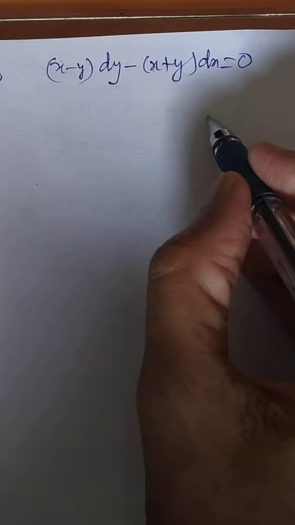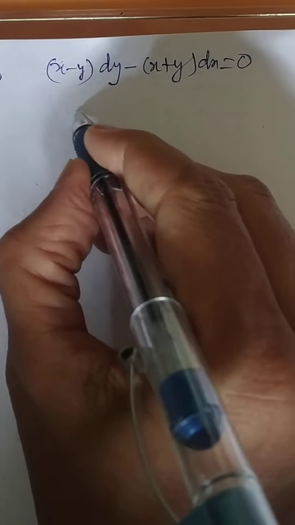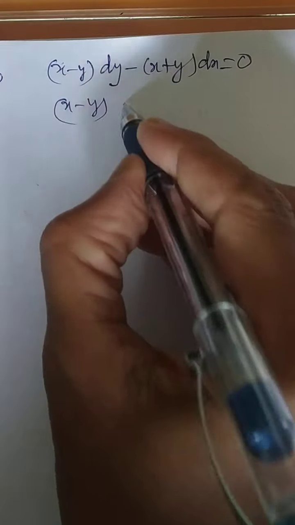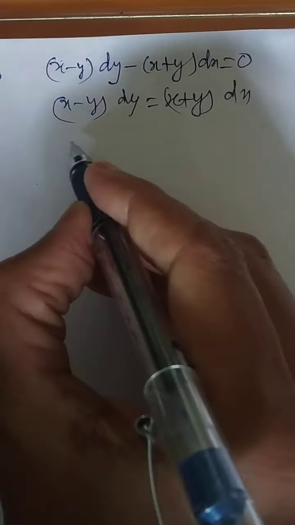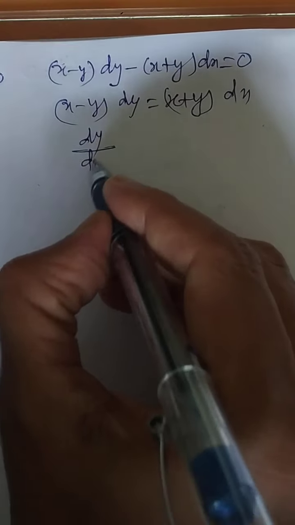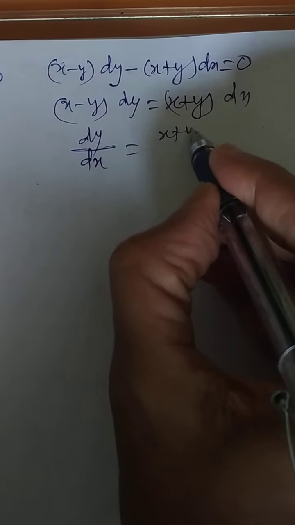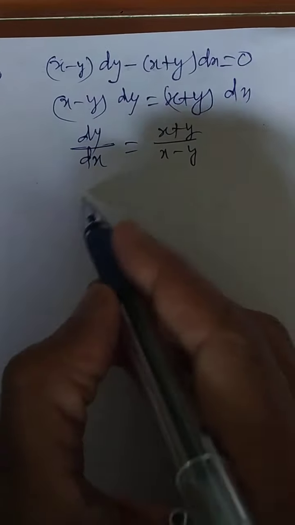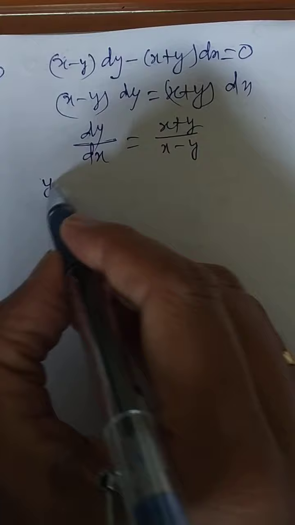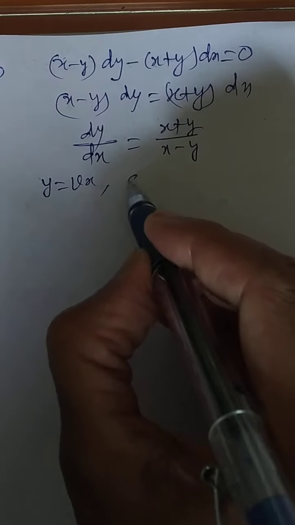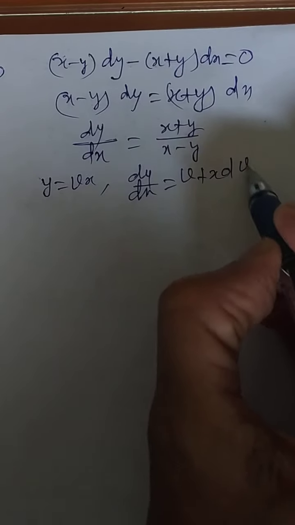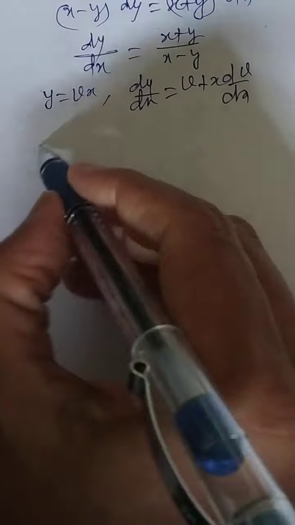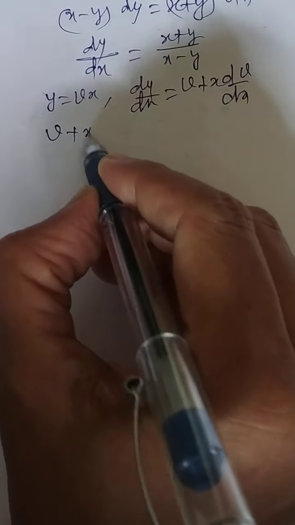So on this basis we are going to learn the last problem. If you see, you can arrange it as x minus y dy will be equal to x plus y dx. Now this is a question in the form dy by dx is equal to x plus y upon x minus y. Now you know that y can be replaced as vx and dy by dx can be replaced as v plus x dv by dx. So the left hand side will be equal to v plus x dv by dx.